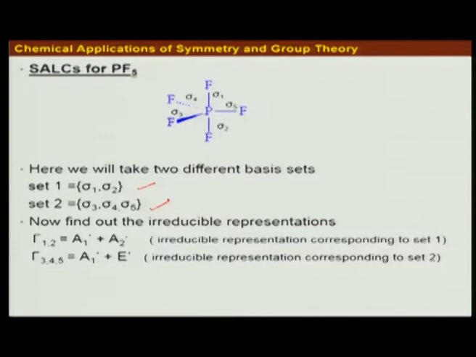So next step I have to form the reducible representation, and then in the next step we have to reduce it. So I have to do it for both the basis sets, set 1 as well as set 2. So here we get the representations which we are writing as gamma 1 2, meaning that this gamma is formed by taking sigma 1 and sigma 2 as basis functions, while the other representation we are writing as gamma 3 4 5, meaning that we are forming this representation using the basis set comprising of sigma 3, sigma 4, sigma 5. So upon reducing gamma 1 2, we get A1 prime plus A2 prime, and from gamma 3 4 5 we get A1 prime plus E prime. All right. So here we have one dimensional as well as two dimensional irreducible representations.